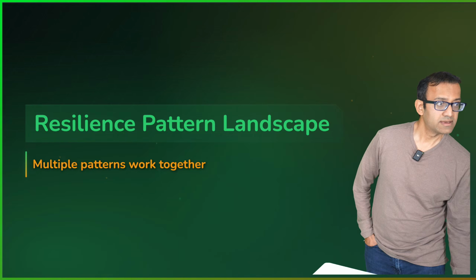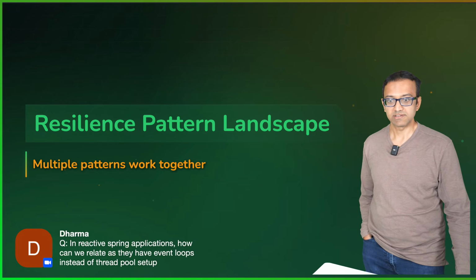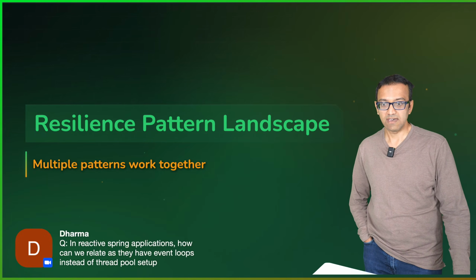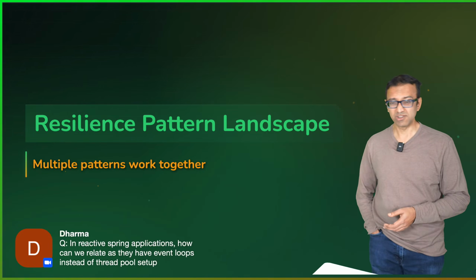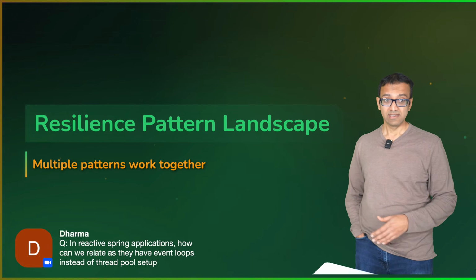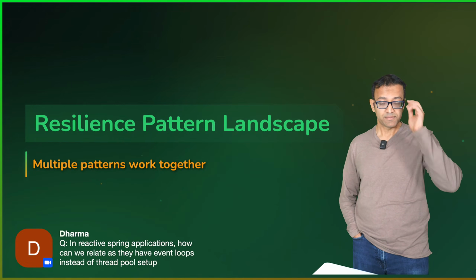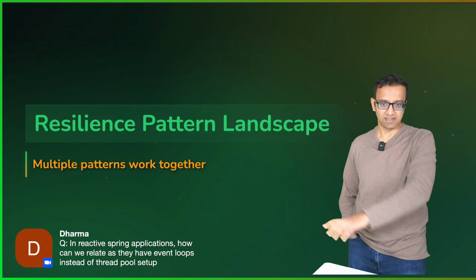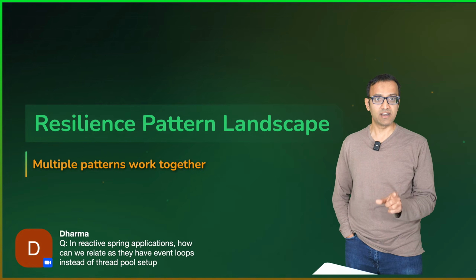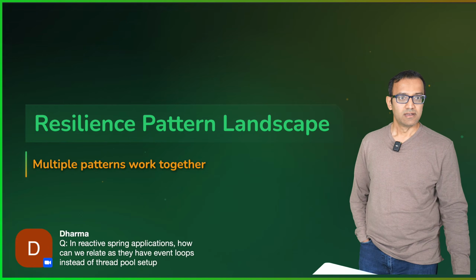Resilience pattern landscape. I see one more question, so let me address that before I move on. In reactive Spring applications, how can we relate this, as they have event loops instead of thread pool setup? Well, this does work with reactive applications as well, and it's more relevant with virtual threads. With reactive and virtual threads, you don't have the risk of running out of threads on one server, but you still prevent the request going in and affecting the destination service, and that's why you would do this. And I will cover that in the subsequent section.